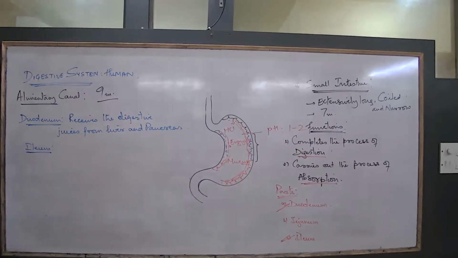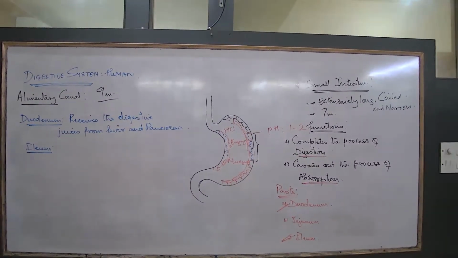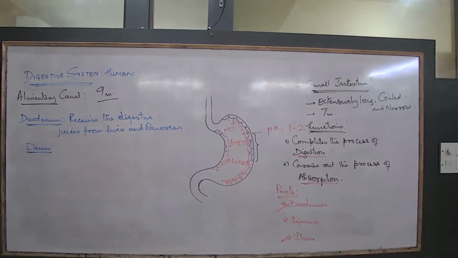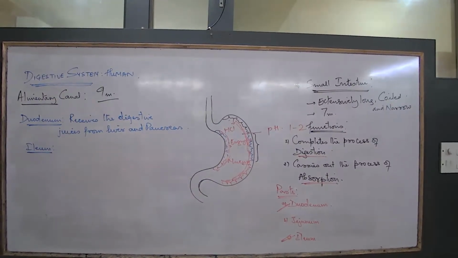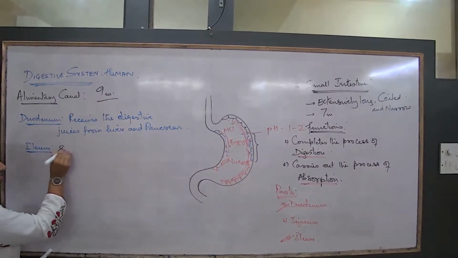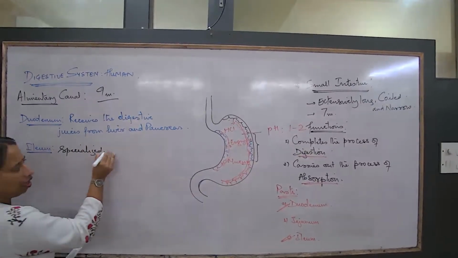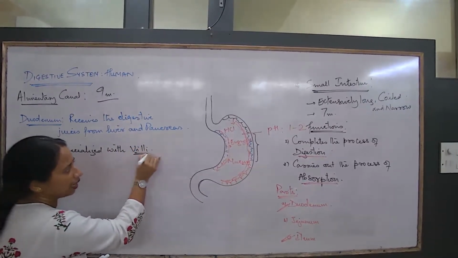Let us talk about the ileum. Ileum is a very important part of the small intestine. How is the ileum a very important part of the small intestine? This ileum will always generally have a structure something like this. The ileum is extensively specialized with finger-like projections known as villi.